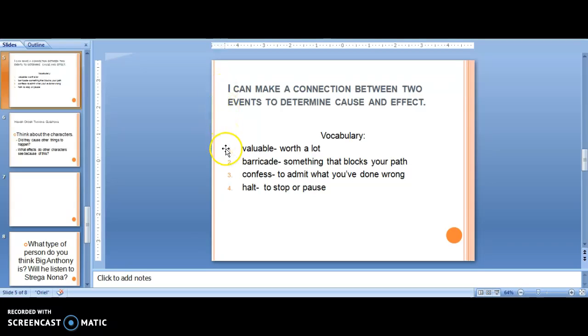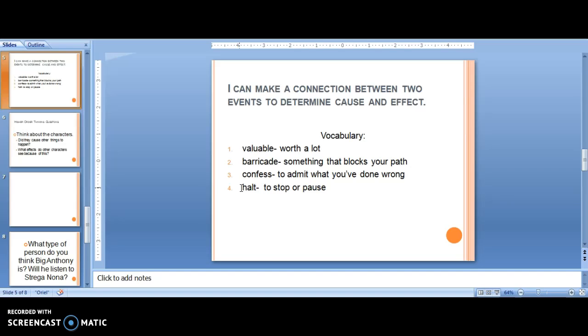The first vocabulary word that you will see in this story is valuable, which means worth a lot. The word barricade means something that blocks your path. Our third word, confess, means to admit what you've done wrong. And the fourth word we're going to focus on is the word halt, which means to stop or pause.